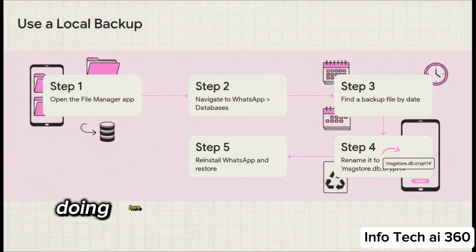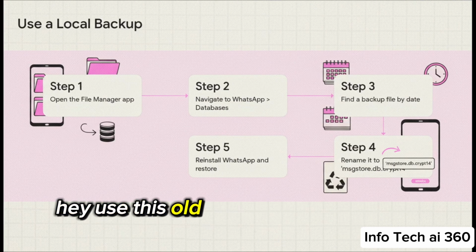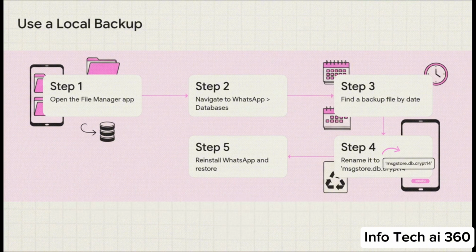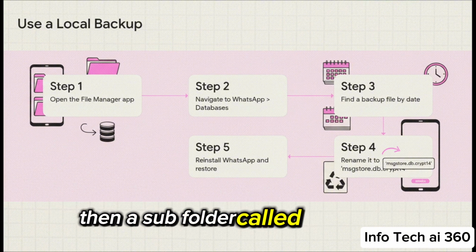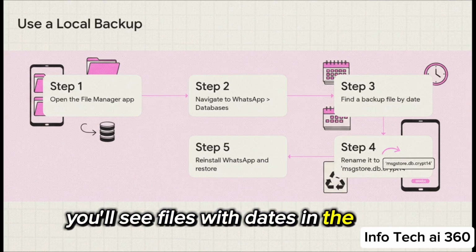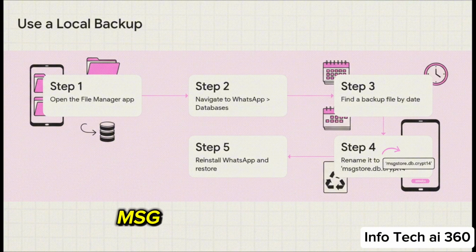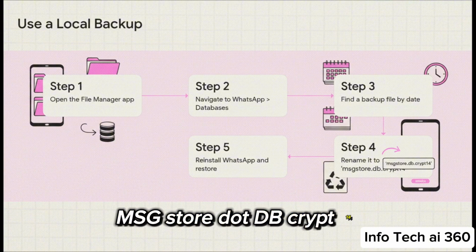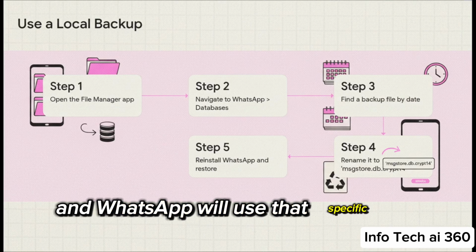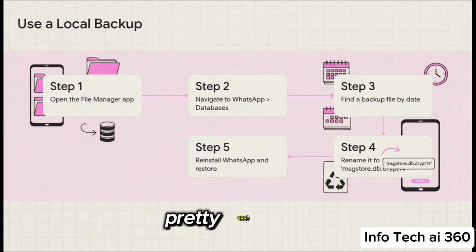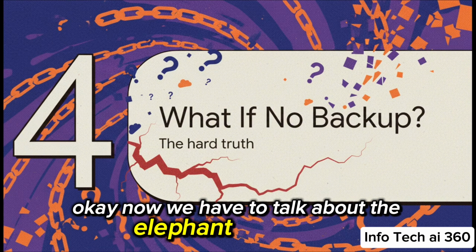What you're basically doing here is digging into your phone's files and telling WhatsApp, hey, use this old backup, not the newest one. You'll need a File Manager app to find the WhatsApp folder, then a subfolder called Databases. You'll see files with dates in the name. Just find one from the right day and rename it to exactly msgstore.db-crypt14. Then you do the same reinstall process, and WhatsApp will use that specific file to restore your chats. Pretty cool, right?